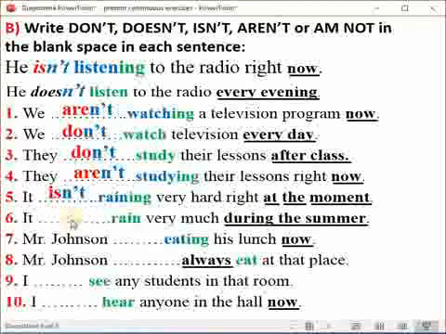So we will use simple present, and here we have it, we are going to say it doesn't rain very much during the summer.